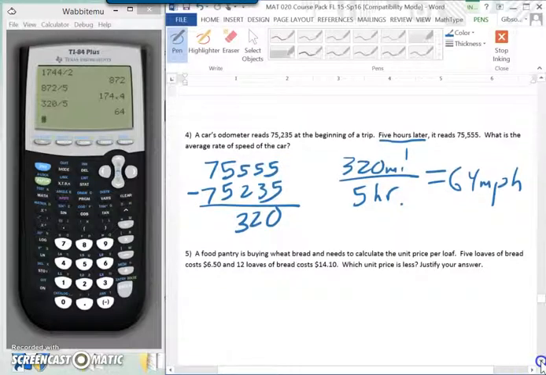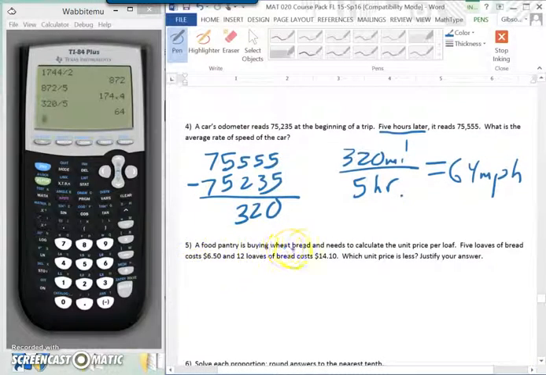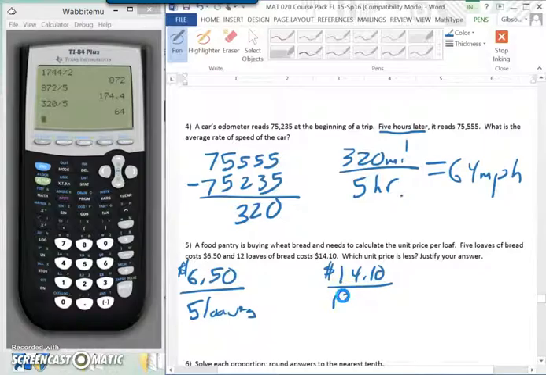Okay, now, number 5. It says a food pantry is buying wheat bread and needs to calculate the unit price per loaf. 5 loaves of bread cost $6.50, and 12 loaves of bread cost $14.10. Which unit price is less? Justify your answer. Now listen up. Whenever you're dealing with money, money always goes first, and whatever else is being compared to goes second. So it'll be $6.50 divided by the 5 loaves. And then you will have $14.10 divided by the 12 loaves.